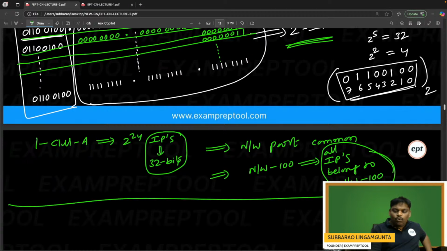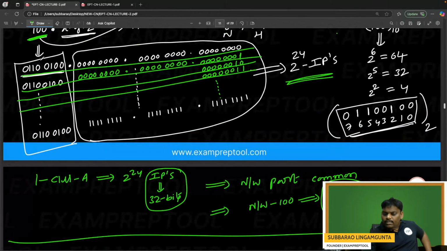Okay, you got it? One class A network contains 2 power 24 IPs. But when you say IP, it means 32 bits, so every row contains 32 bits. But if you see the network part, all are the same. So all these IPs belong to network 100.